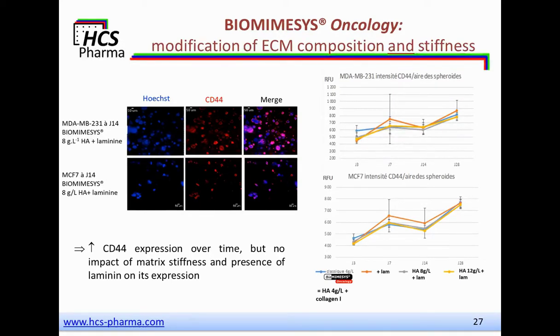And also interestingly, the expression of CD44 was checked again over a long time. CD44 here is seen in red, and the composition and stiffness of the matrix seem not to have an impact on the expression of CD44. In all conditions, it seems to have increased over time. So the matrix stiffness and the presence of laminin had no impact on the expression of this marker.